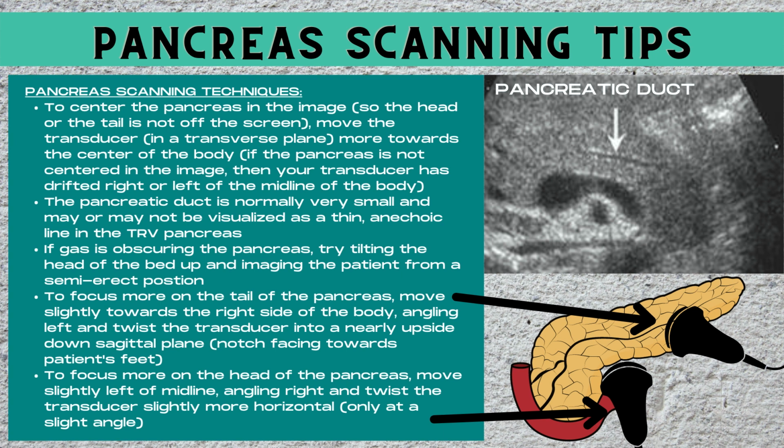When you're focusing more on the tail of the pancreas, move slightly towards the right side of the body, angling left with your transducer, and twist your transducer into a nearly upside down sagittal plane with a notch facing closer towards the patient's feet. This will help with visualization of the tail. To focus more on the head of the pancreas, move slightly left of midline, angling towards the right, and twist the transducer slightly more into a horizontal plane where you're at just a very slight angle. This will help with visualization of the pancreatic head.